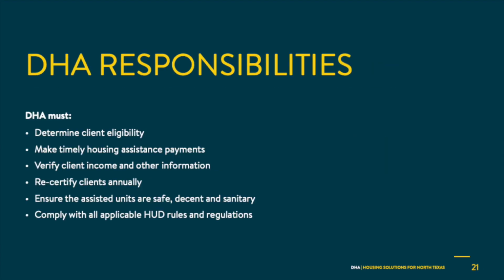Now let's review DHA's responsibilities. The Housing Authority must determine client eligibility, make timely housing assistance payments, verify client income and other information, and recertify clients annually. The Housing Authority is responsible to inspect the assisted rental unit prior to initial occupancy and biennially to ensure the assisted unit is safe, decent, and sanitary. The Housing Authority is also responsible to ensure that the contract rent is reasonable in comparison to other similar rental units in the area.